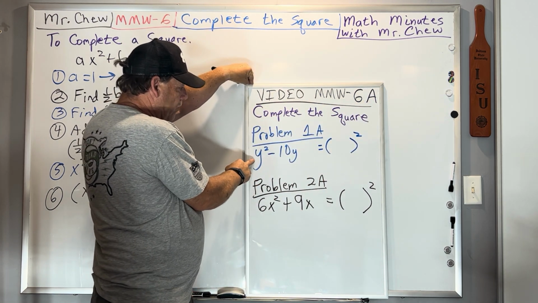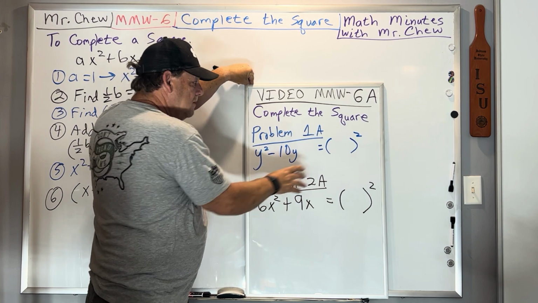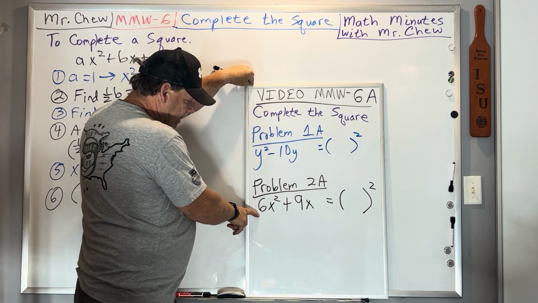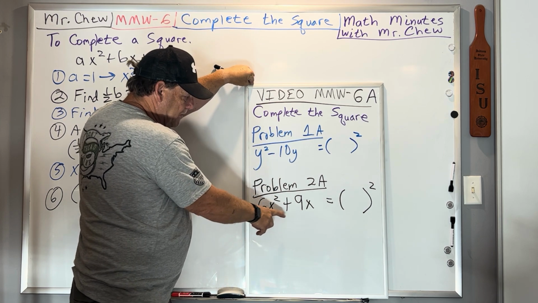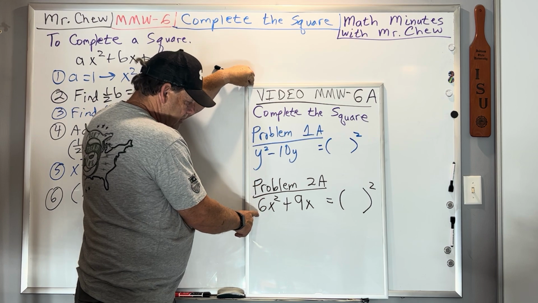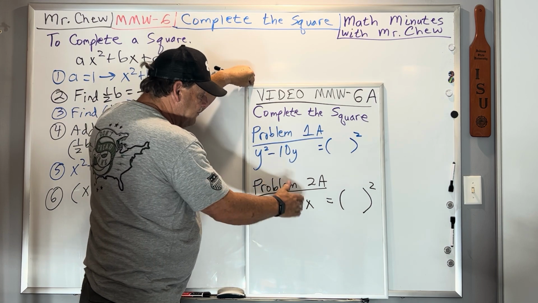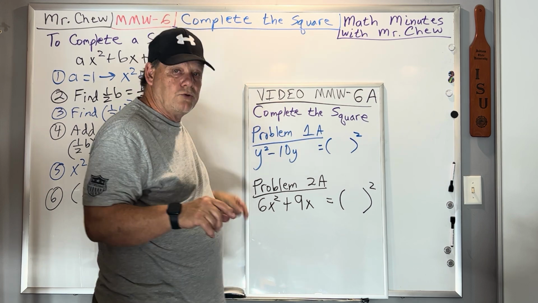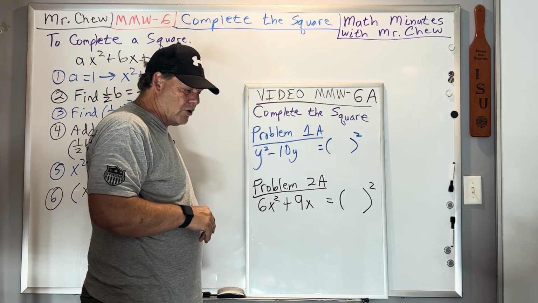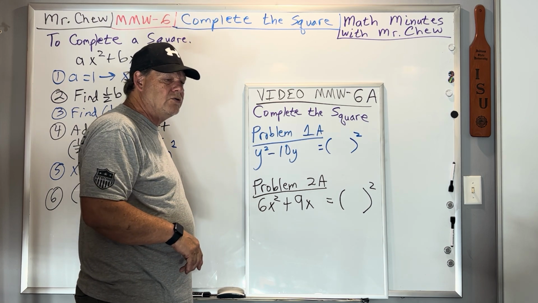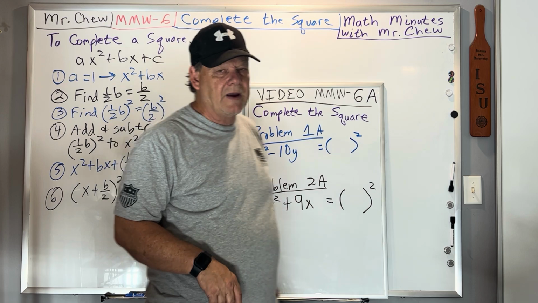Here's problem 1. Y squared minus 10y. You're trying to find out what that's going to equal. Problem 2a now. It's 6x squared plus 9x. So since a is not 1, you're going to have to factor that out. Get a fraction a little bit harder. So try these. Pause it now and try it if you want, and then I'll have a video that shows you the solution after you start the video back up.